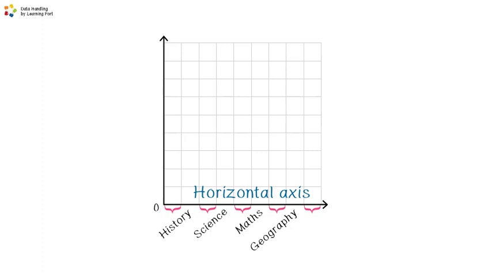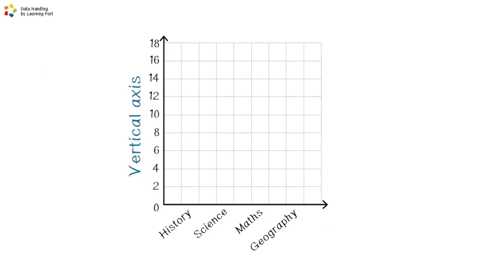Then write the names of the data items whose values are to be marked. Along the vertical axis, choose a suitable scale to determine the height of the bars for the given values. After that, draw the bars according to the data collected.